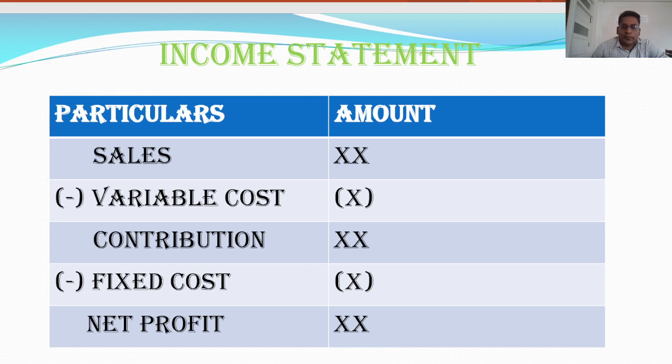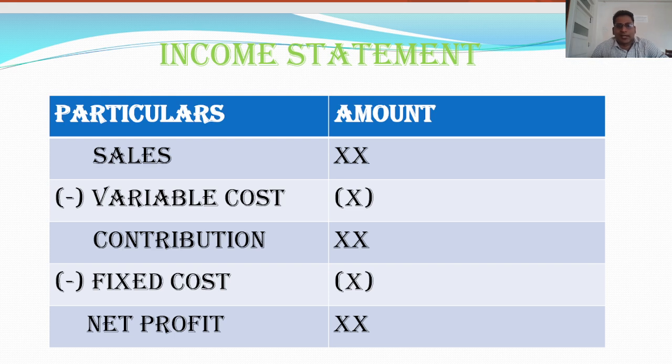So what does variable cost mean? Variable cost is a cost that changes according to the level of output. But fixed cost is not going to change with the level of output. It's going to remain the same. Now, what is the meaning of contribution? After subtracting variable cost from sales, we get contribution. Contribution is nothing but the saving before subtracting fixed cost.